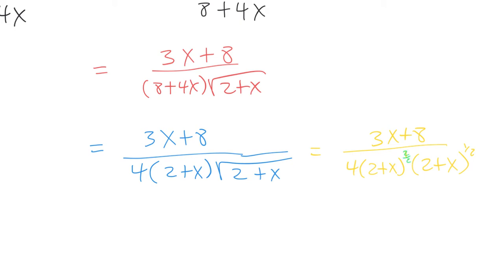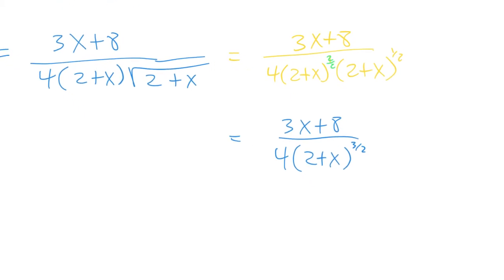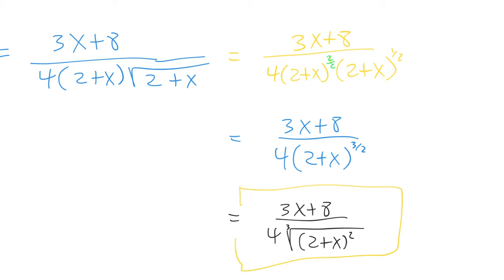So therefore, what we could rewrite this as is 3x plus 8 over 4 times 2 plus x to the 3/2 power. And we could also rewrite that as 3x plus 8 all over 4 times the cube root of 2 plus x squared. Okay, so that is the second derivative.